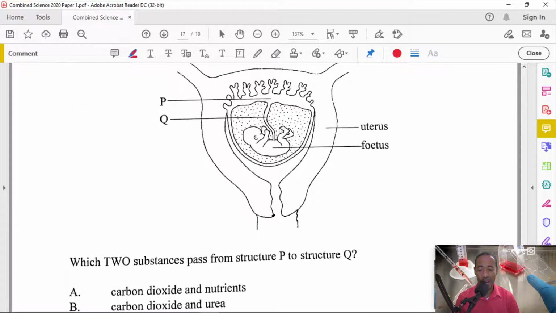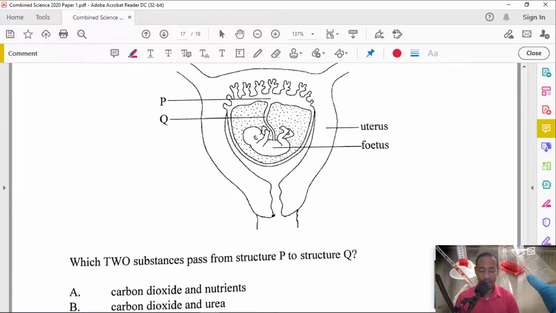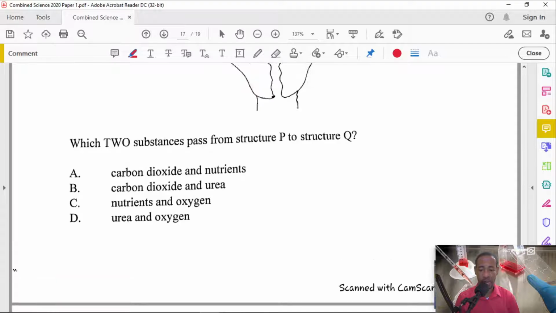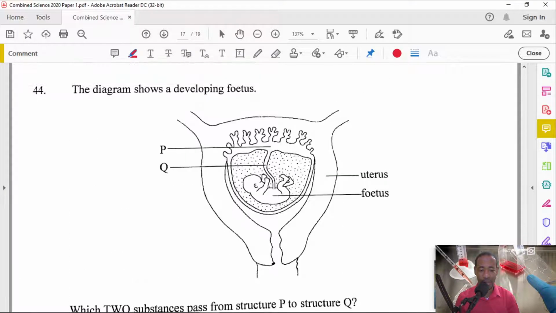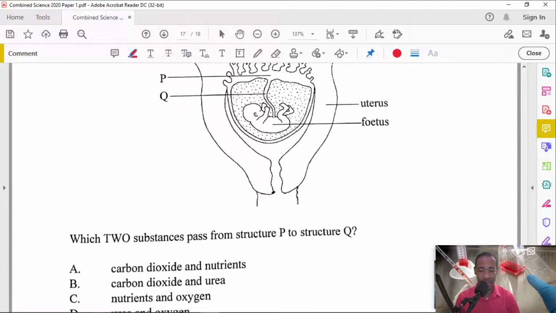All right, question 44. It said that the diagram shows a developing fetus, right? So the fetus is developing. We have the placenta, which is P. We have Q, which is the umbilical cord. We have the uterus. We have the fetus there. Now, let's see what they're asking about this question here. It said, which 2 substances pass from P to Q? So which substances are passing from the placenta to Q, which is going into the fetus? So we're looking for useful substances that the fetus will need, all right?